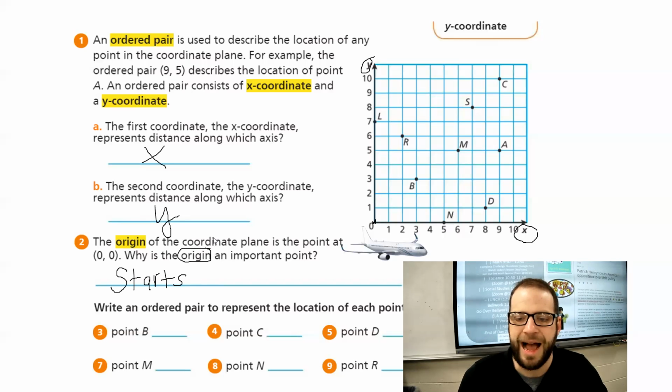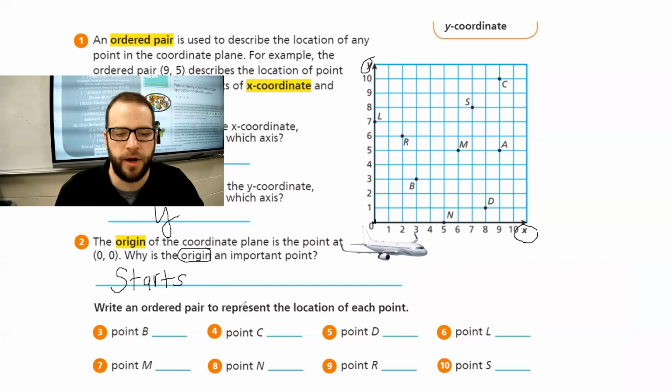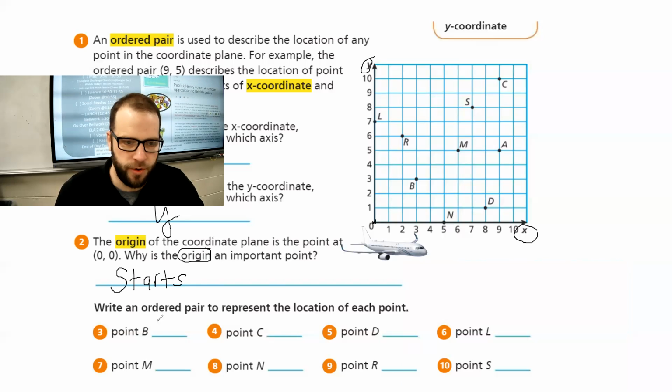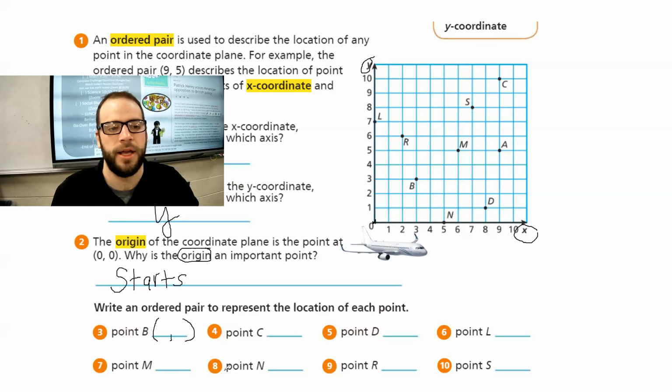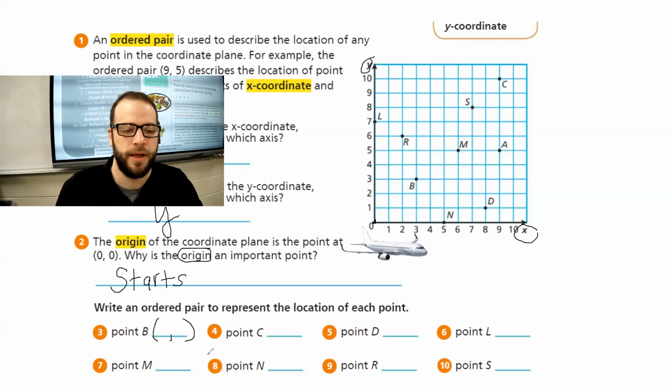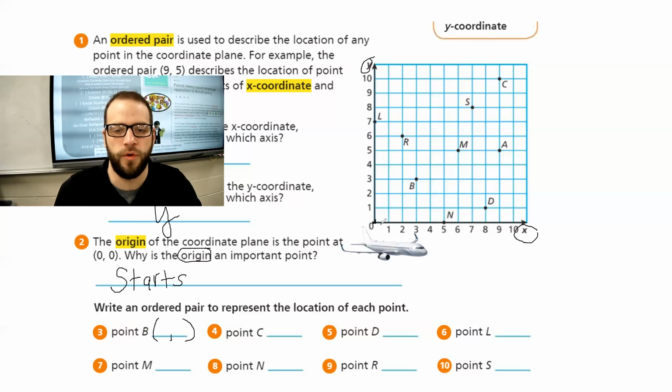Let's rock these odds together. B, write an ordered pair to represent B. The way you write an ordered pair is you put your parentheses here, and the first number and your second number get separated by a comma. The first number says how far over it is. So we're looking at point B. Point B is 3 over, and point B is 3 up. So its coordinates are 3, 3.